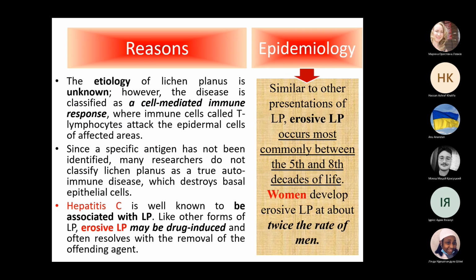The etiology of lichen planus in general is unknown. However, the disease is classified as a cell-mediated immune response, where immune cells called T lymphocytes attack the epidermal cells of affected areas. Since a specific antigen has not been identified, many researchers do not classify lichen planus as a true autoimmune disease, which destroys basal epithelial cells.